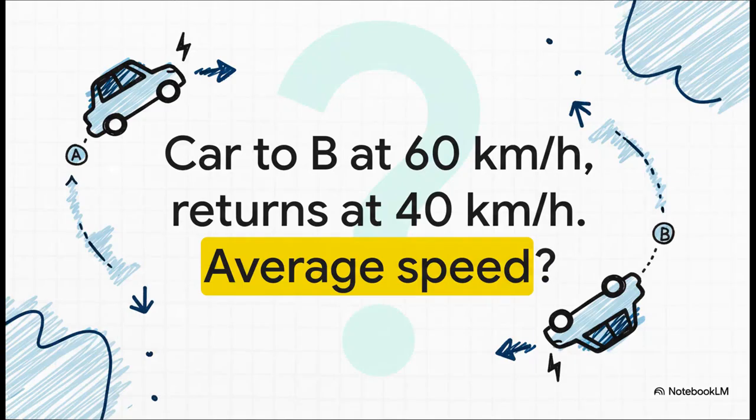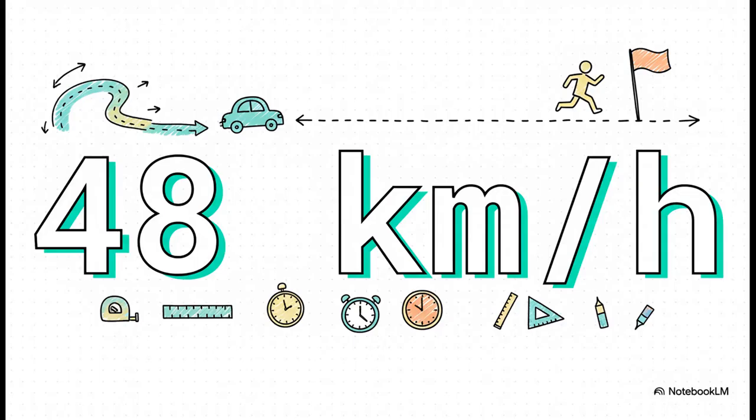Okay, next problem. A car goes from A to B at 60 and comes back at 40. Wait a second. Does this ring a bell? It should. This is that classic there and back again scenario. It's the perfect time for our shortcut. And bam, this is where that shortcut becomes your best friend. We just plug the numbers in. 2 times 60 times 40, all divided by 60 plus 40. That's 4,800 over 100, which gives us an average speed of 48 kilometers per hour. See? Way faster than doing it the long way.